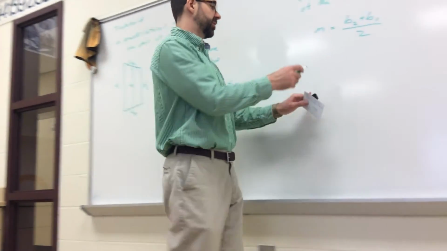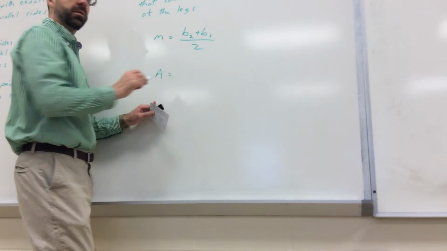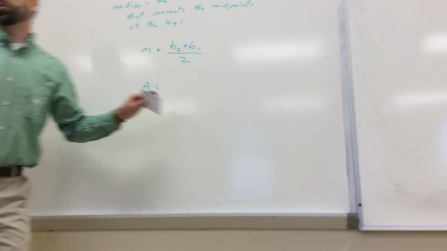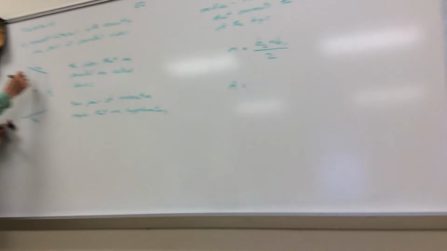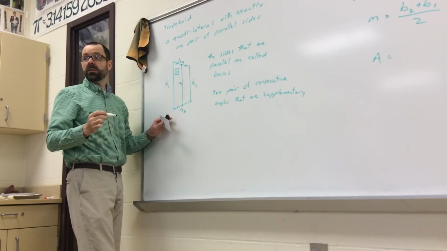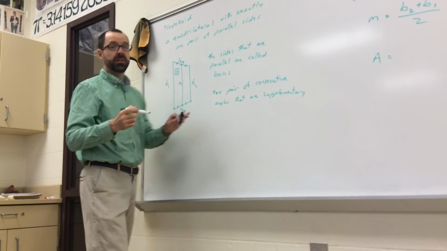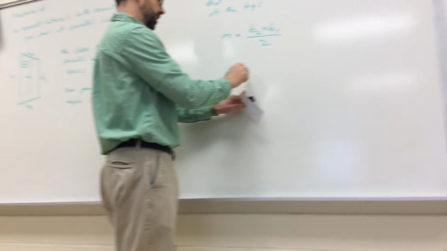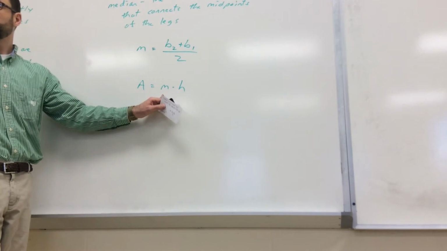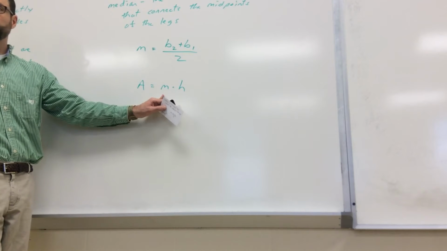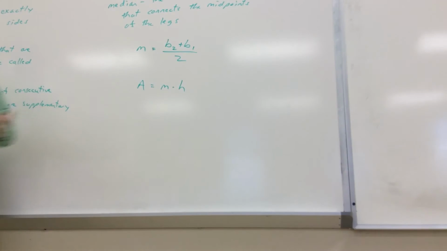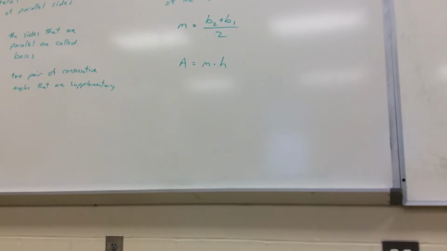Okay, and then last but not least, to find the area of a trapezoid. So area, right, is counting how many squares would fit inside. So to find the area, you take this median and you multiply it by the height of the trapezoid. So that's it for the note card.